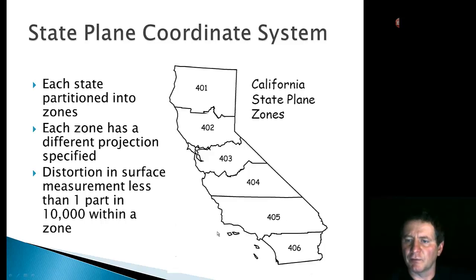California has a bunch, 6 of them across California. And the requirement is that you are looking for less than 1 part in 10,000 within a zone for distortion.